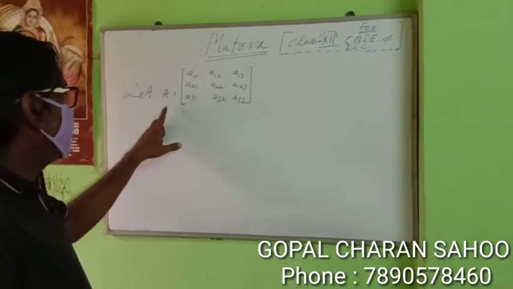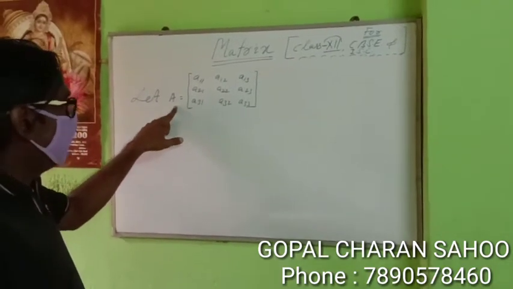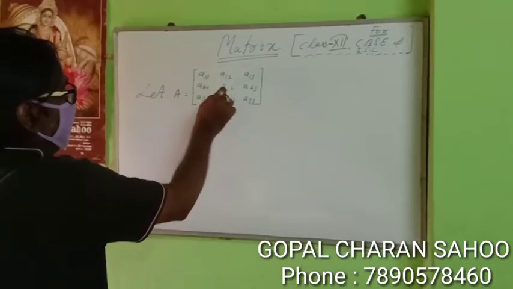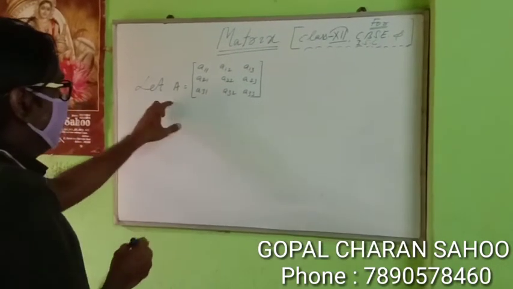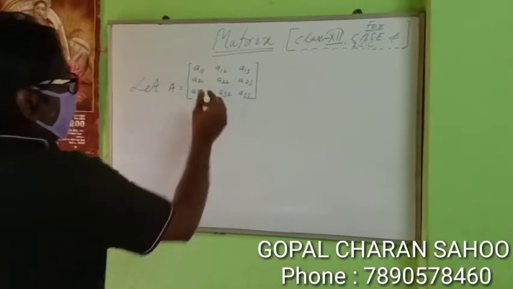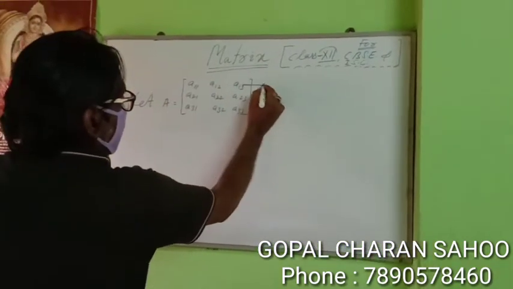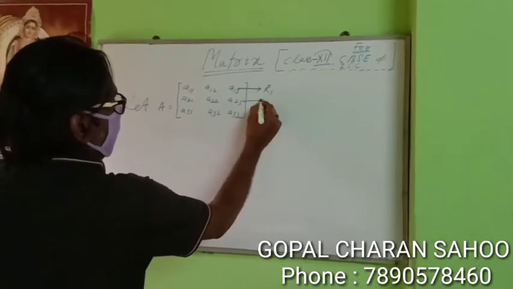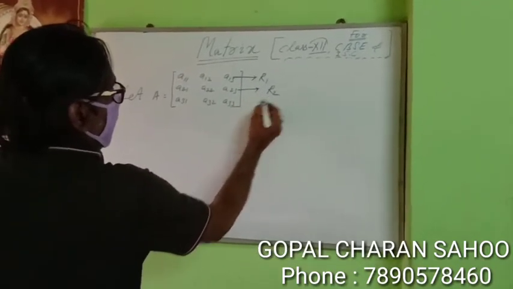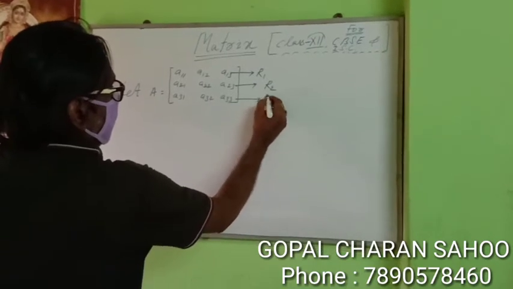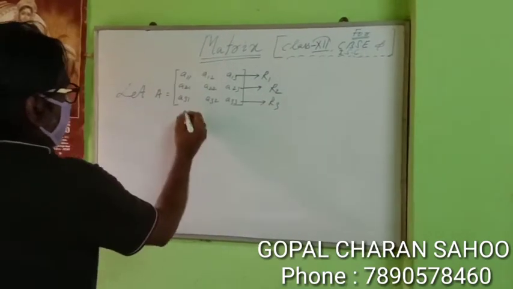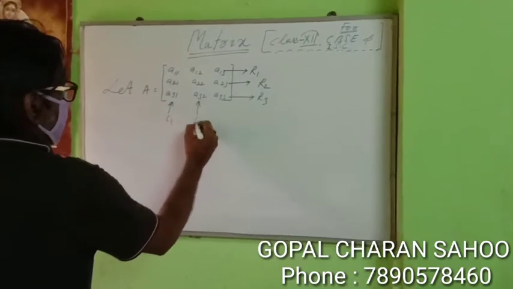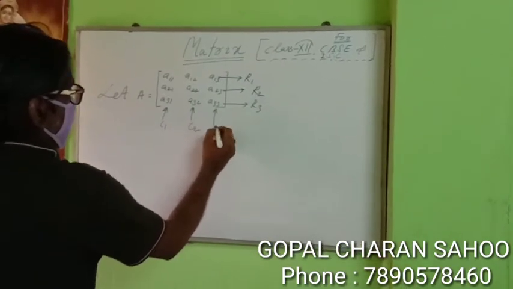Let us take one matrix like A that I have taken here. These are called elements, the elements of the matrix A. See, this one is called R1, the first row. This one is the second row, and this one is the third row. And this one is called the first column, C1. This one is the second column, this one is the third column.